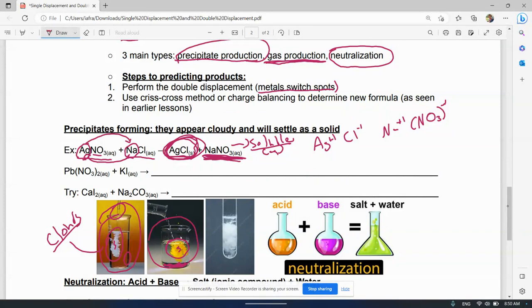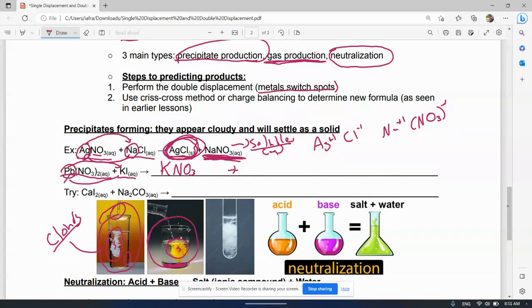Okay, now we're going to try this example here. Here we have PbNO3 reacting with KI. So first perform the double displacement. Make the metals switch spots. So K will go with NO3, and you know that K is +1, NO3 is -1. And we'll figure out the states after. And Pb will go with I.